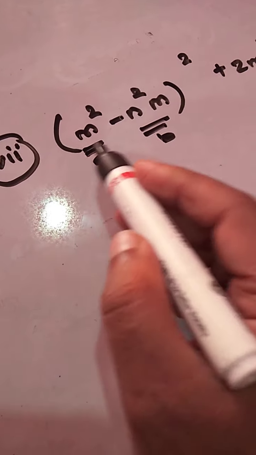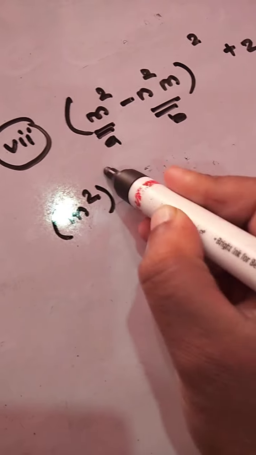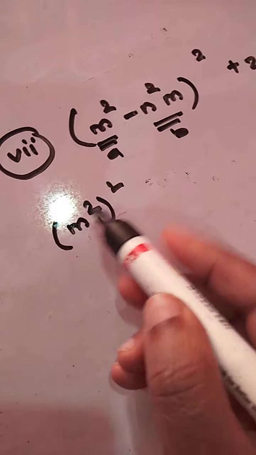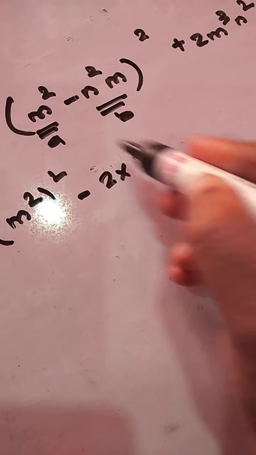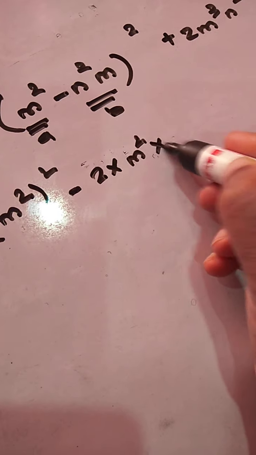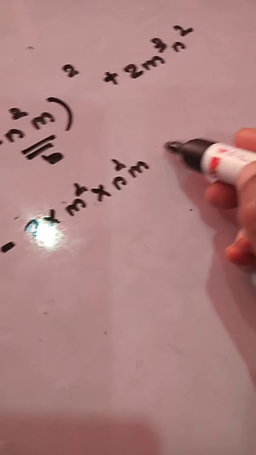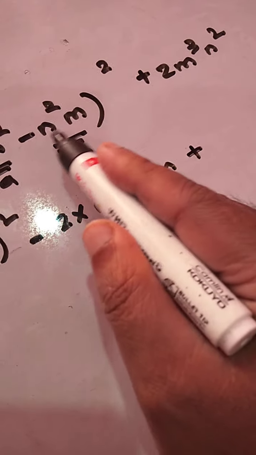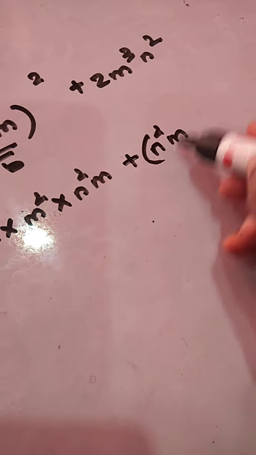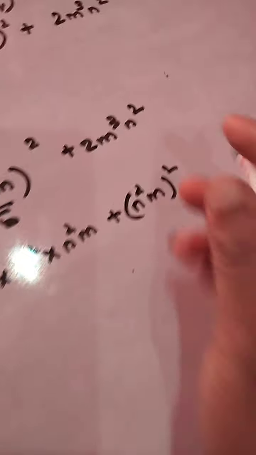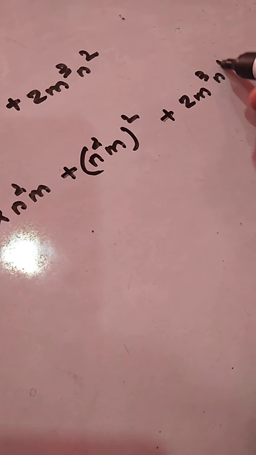So the first term would be a square, isn't it? We have to write a first and then do whole square. That is, this is a square. Then what is there in the formula? Minus 2ab, isn't it? So minus 2 into a, which is m square, into b, which is n square m. So this is 2ab, and finally we have to write plus b square. What is the value of b? n square m. We'll write b here and then do the whole square of this. And then we'll write this one also, that is plus 2m cube n square.